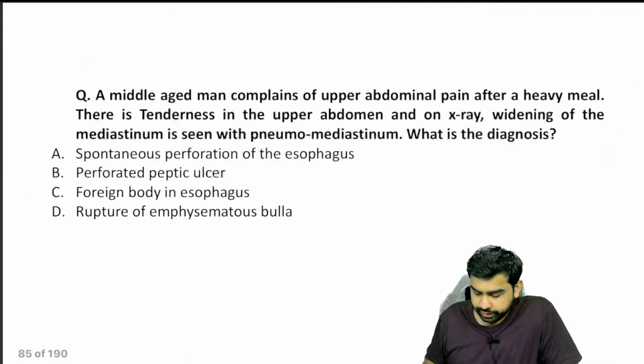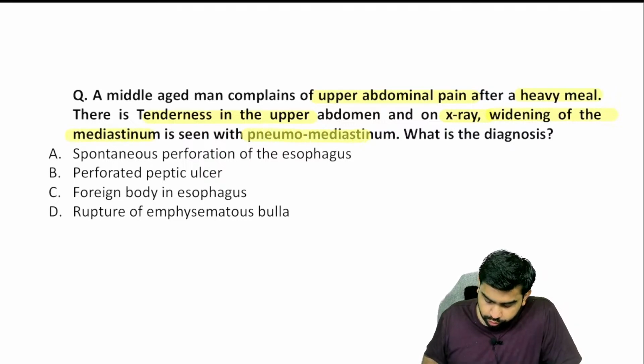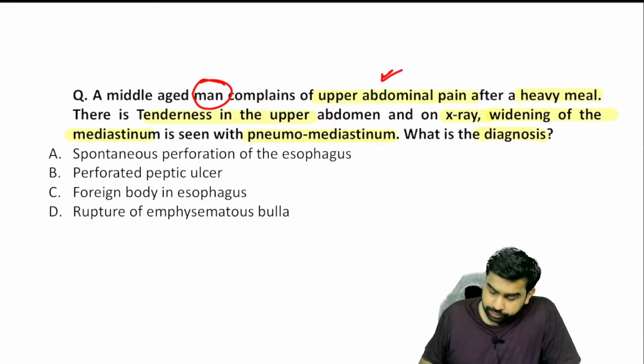Okay, got it. Now let's move on to the next question. There's a middle-aged man who complains of upper abdominal pain after a heavy meal. There's tenderness in the upper abdomen, and on X-ray there is widening of the mediastinum with pneumomediastinum. What is the diagnosis? Here, what you need to understand is that a male has upper abdominal pain which happens after a heavy meal, after a lot of food is eaten.